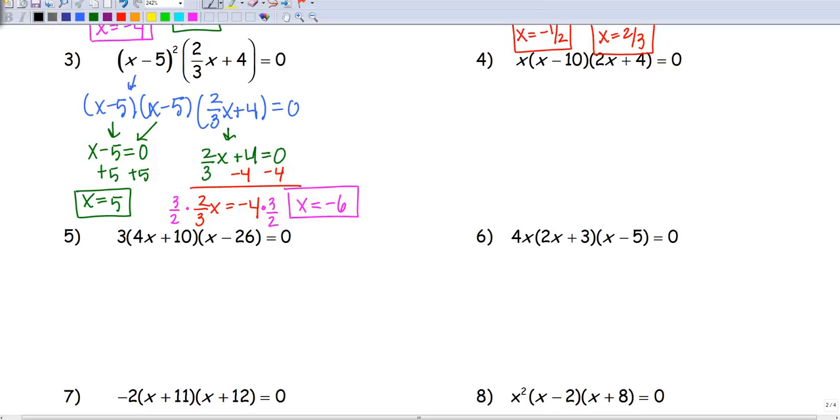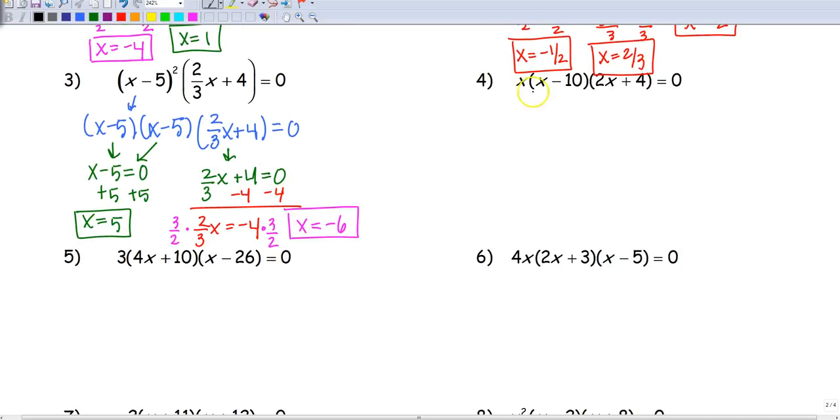All right, next one. This one's a little weird because there's an x out front. This still counts as another part of your equation. Just bring it down. X equals 0. And in this case, it's already solved. So there you go. There's your first one. X minus 10 equals 0. 2x plus 4 equals 0. And then go ahead and solve.